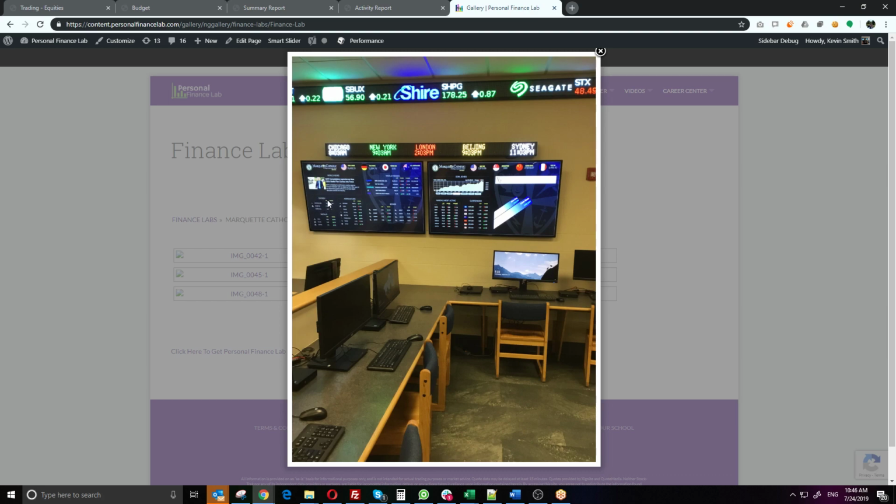This one's called energy, where it's showing coal and oil. This one's metals, where it's copper and gold. They have bond rates. Over here, they have a list of most active stocks. Over here, they have currency rates. They have a chart showing the S&P 500 performance. On the right side of this screen is showing their class rankings from the stock game.